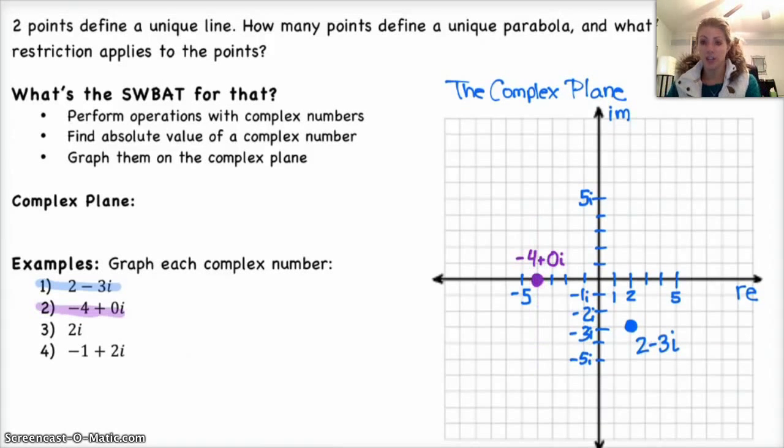If you think you got it, you can try the next two on your own, check your answers. So pause. All right, number 3, 2i.